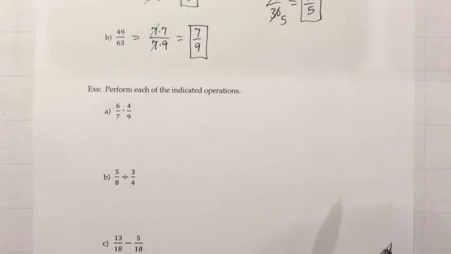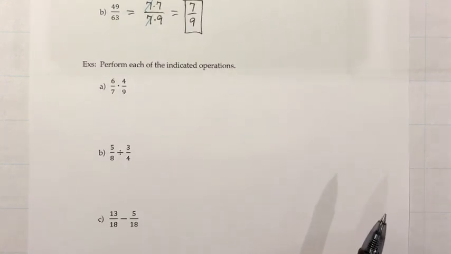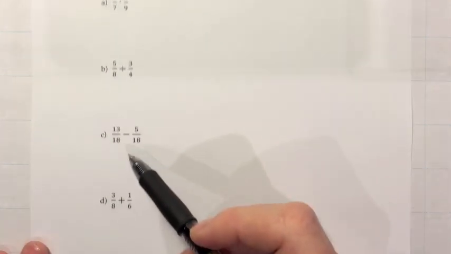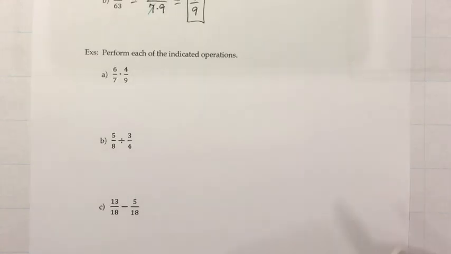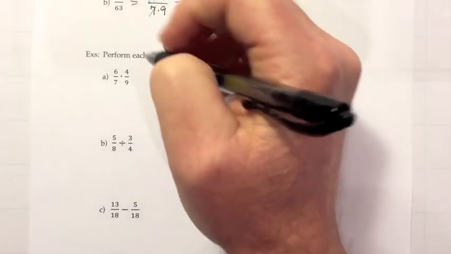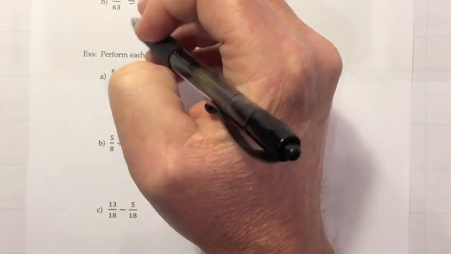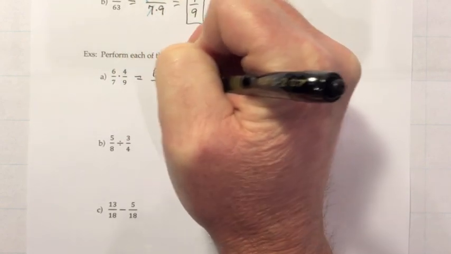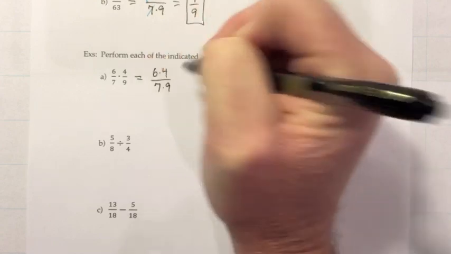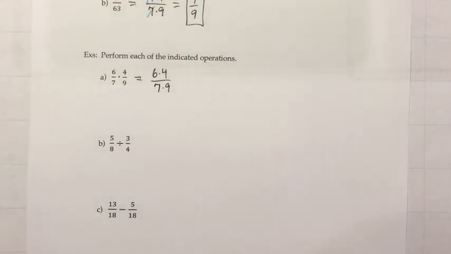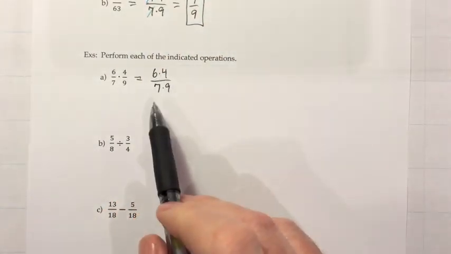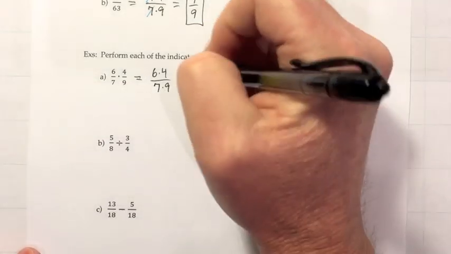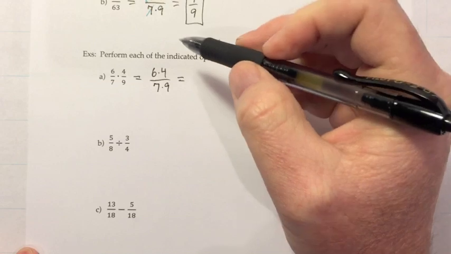All right, let's look at some other examples. Perform each of the indicated operations. So we're going to look at multiplication, division, subtraction, and addition with fractions. So when you are multiplying fractions, you multiply straight across, which is to say you multiply the numerators and you multiply the denominators. Though I think it's kind of a bad idea to actually multiply it all the way out and say 24 over 63, because then it's harder to reduce. If you leave it this way, you can think about what some common factors are.